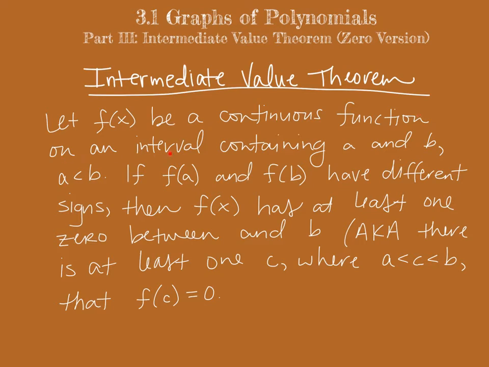So it has to be continuous on an interval that contains a and b, where a is less than b. We're just going left to right. So that's just establishing our function. This will always work. All right, here it is, an if-then statement. That's what a theorem is. If f of a and f of b, so if their y values, have different signs, so one's positive and one's negative, then our function f of x has at least one zero in between those two x values. And I forgot to write a little a here. So in between a and b.